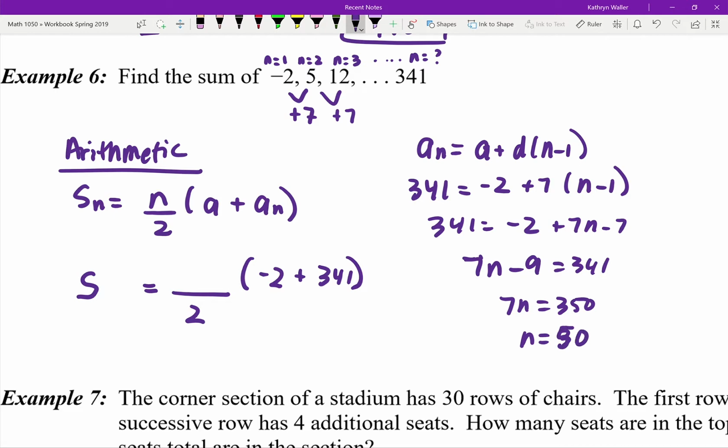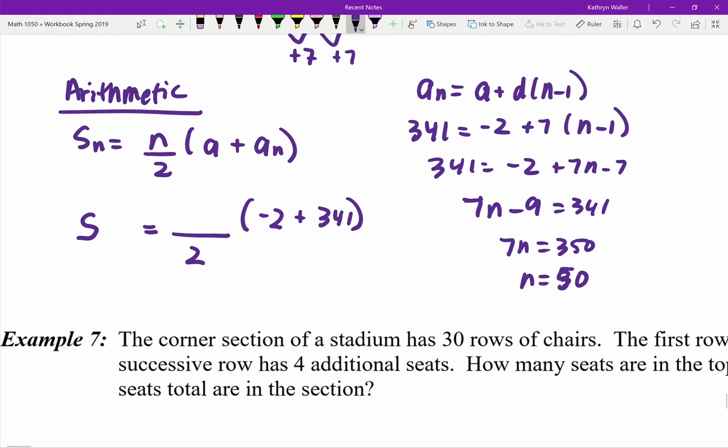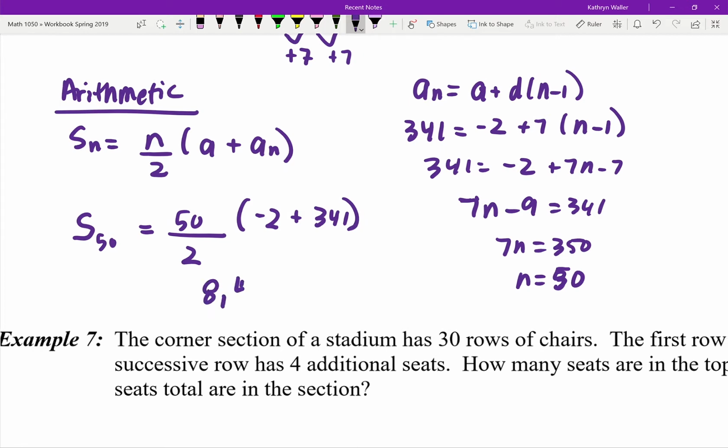Now that I know that's my 50th term, then I'm going to come over here and I'm going to go S of 50 is 50 over 2. Now I can find it. 50 over 2 is 25, so go 25 parenthesis, negative 2 plus 341, close it off. Your answer is 8,475, and you're done.